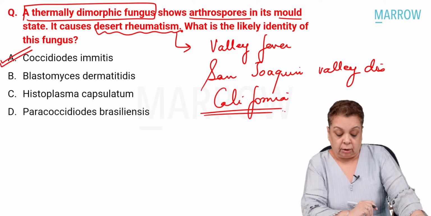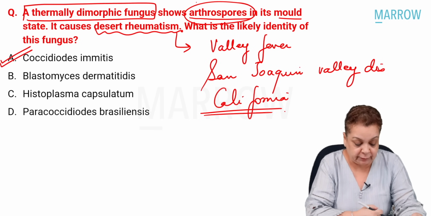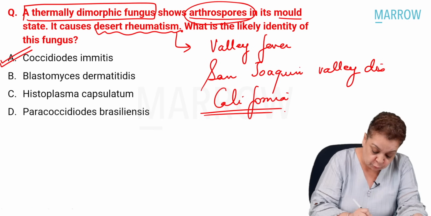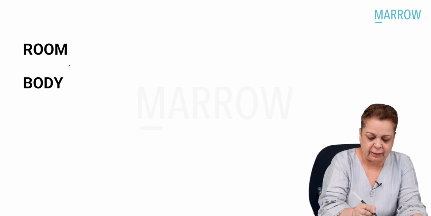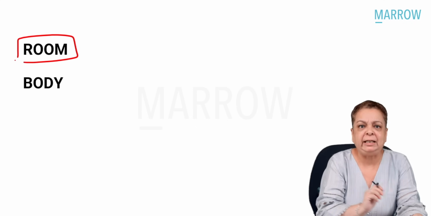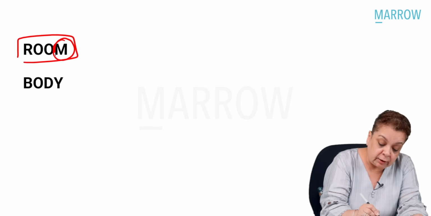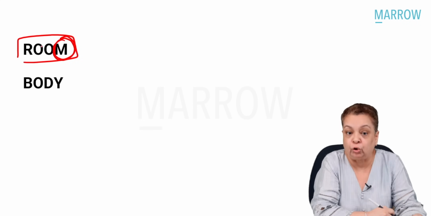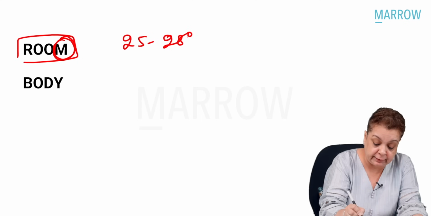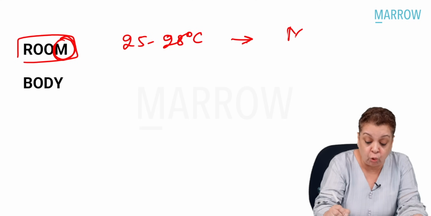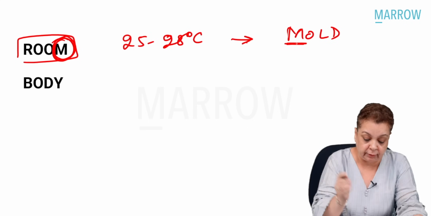Okay, right, and I'll just show you the typical barrel-shaped arthrospores of Coccidioides in the next slide. Before that, please remember, this is a very easy way to remember: the mold form of dimorphic fungi is seen at room temperature. So, room temperature, 25 to 28 degrees Celsius, is the mold form. M, it's ending in M, so the mold form is seen here.